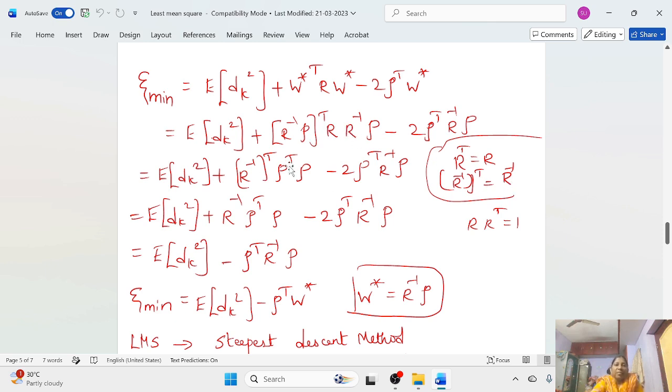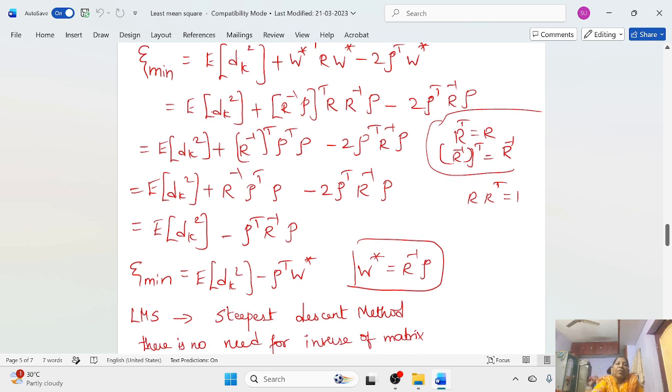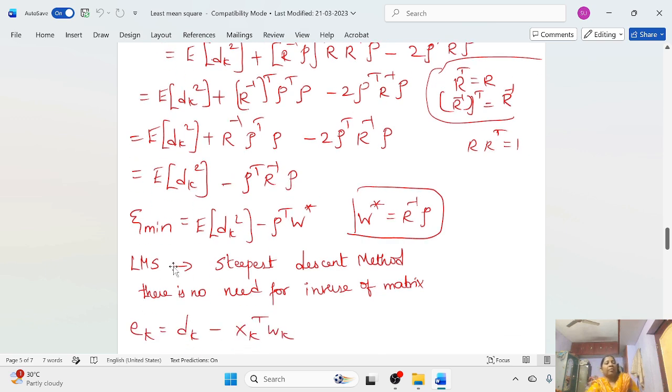This will get cancelled. Then rho transpose rho minus 2 into rho transpose R inverse rho. When you simplify and subtract these two, we get minus rho transpose R inverse rho. And this R inverse rho we can mark as W star. So this is the minimum error we are getting: expectation of dk squared minus rho transpose W star.